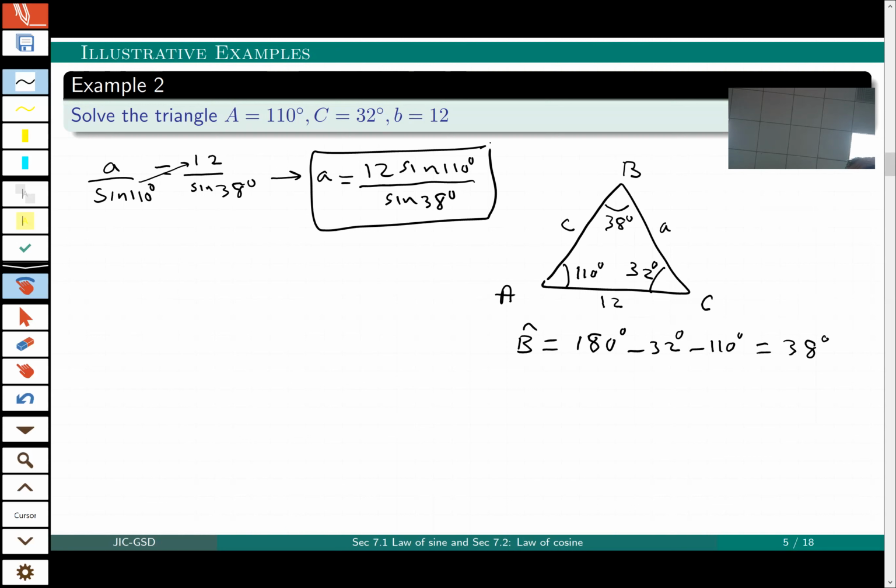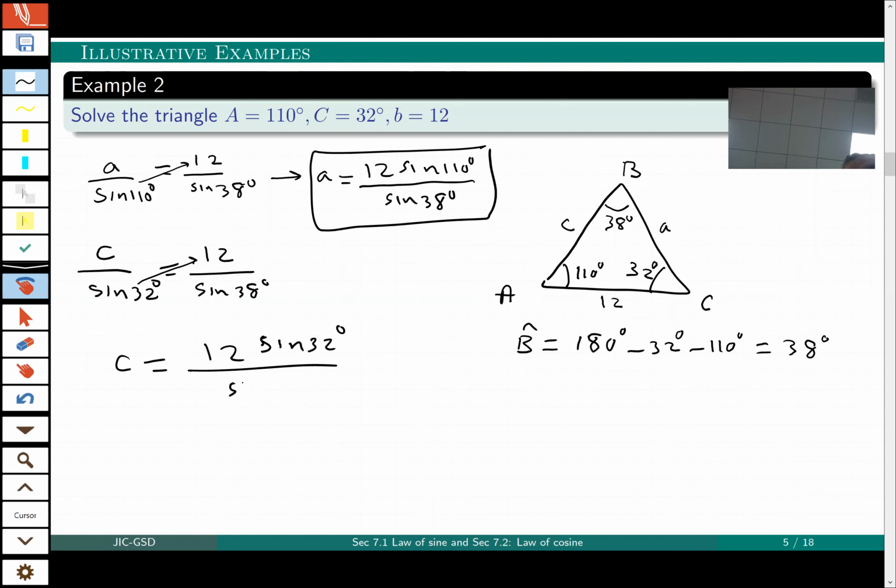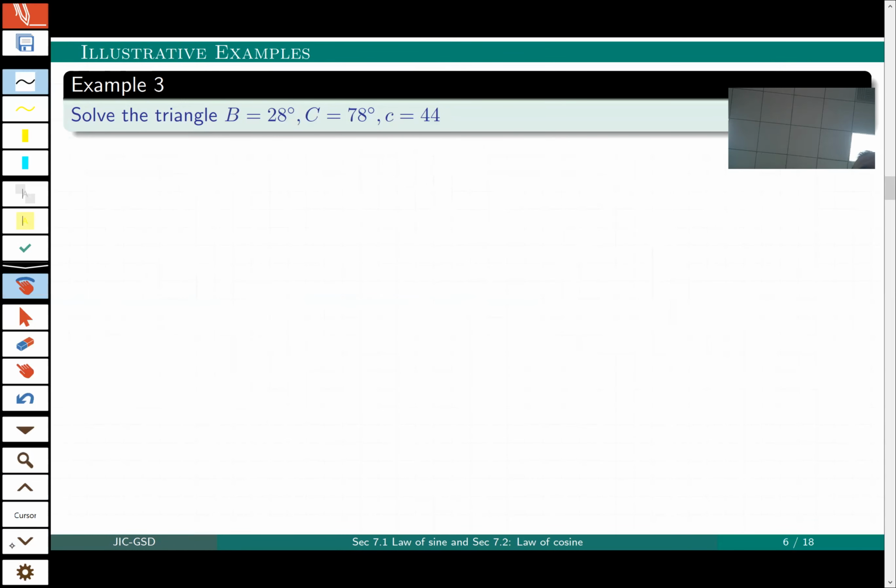Now, to find c, we will say c divided by sine the opposite angle, which is 32, will equal 12 divided by sine of the opposite angle, which is 38. So therefore, again, this will move there. So we will get c is equal to 12 sine 32 degrees divided by sine 38 degrees. Now, that will solve all the needed information about the triangle.